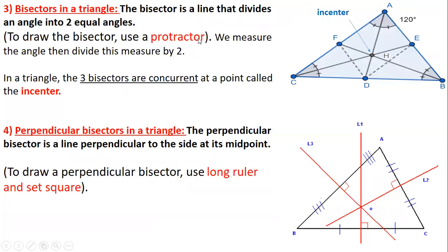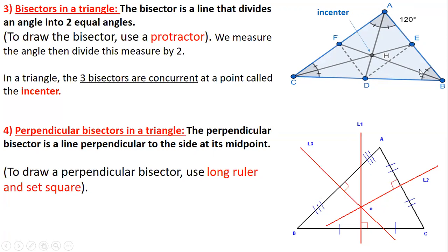So we simply use the protractor. We measure the angle, this angle, for example. We put the protractor to find its measure. Suppose the measure of this angle is 40 degrees. I divide 40 by 2, it is 20. So I assign a point on the 20 and I join it with the opposite vertex to get the bisector.